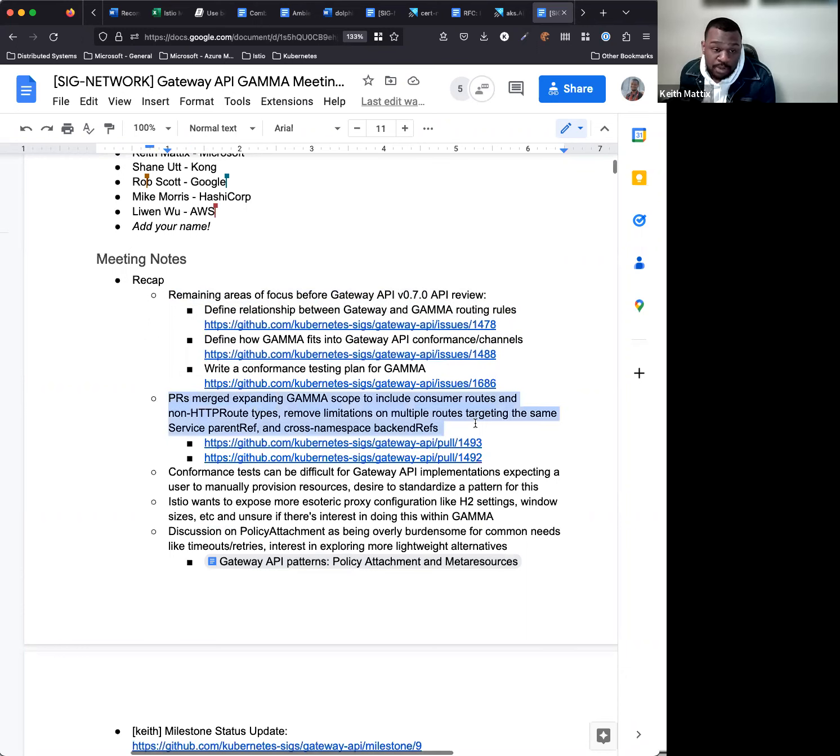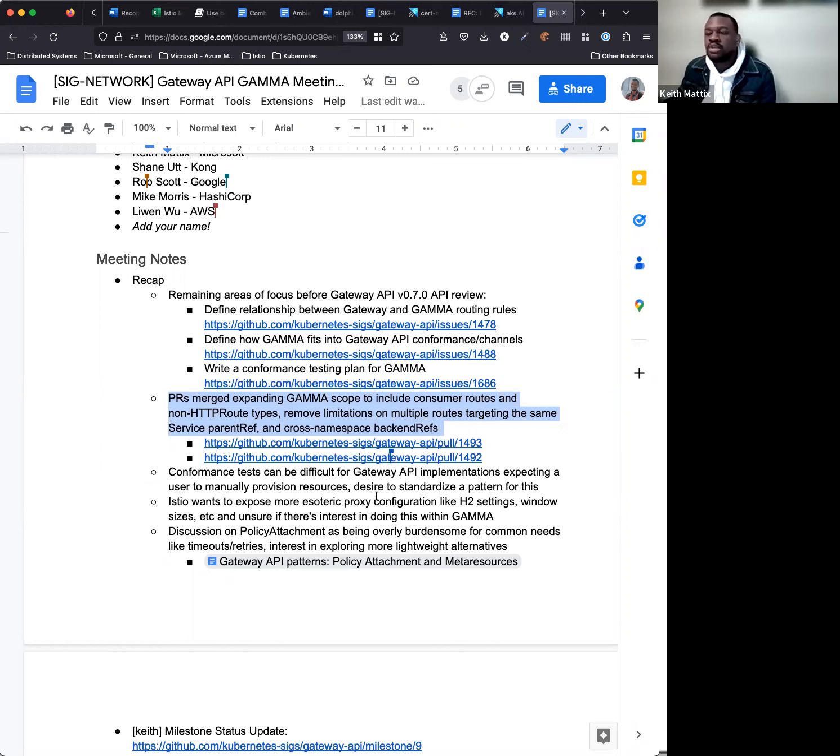We got a couple of big PRs merged that expanded the scope of our original GEP a bit. So adding support for consumer routes and other X route types like TCP route and TLS route. So got those in, really excited about that.